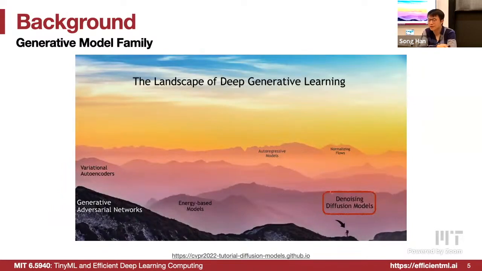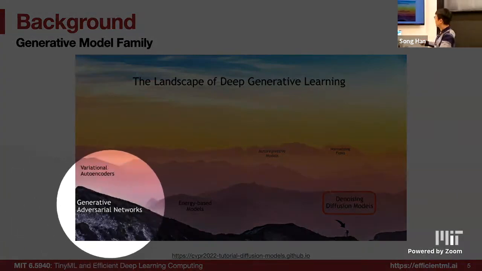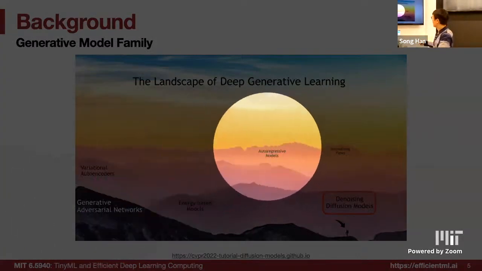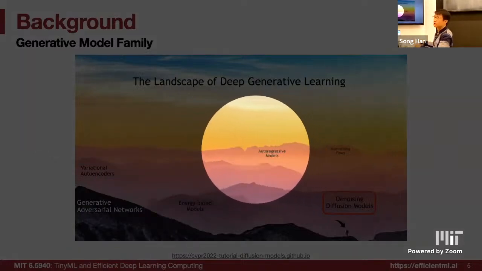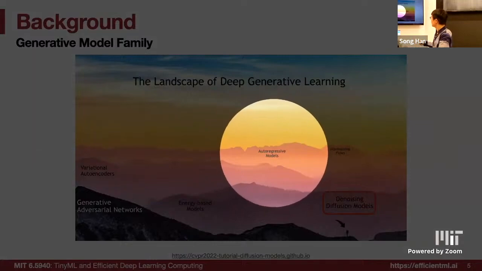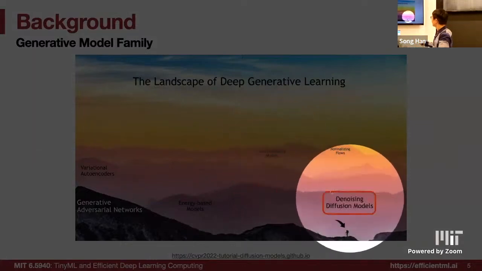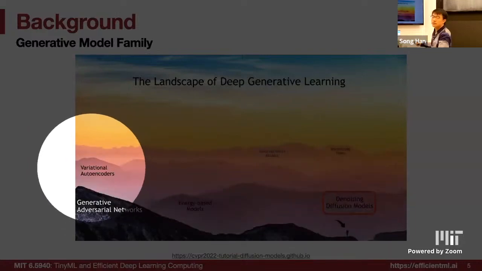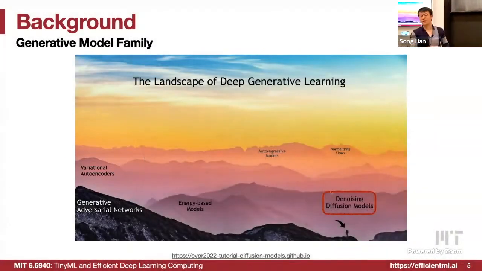So this is the landscape of deep generative learning. We've already covered the generative adversarial networks. We've also talked about the autoregressive model using a token in, token out approach to model that. Today we are going to talk about diffusion models. We also introduce efficient autoencoders.